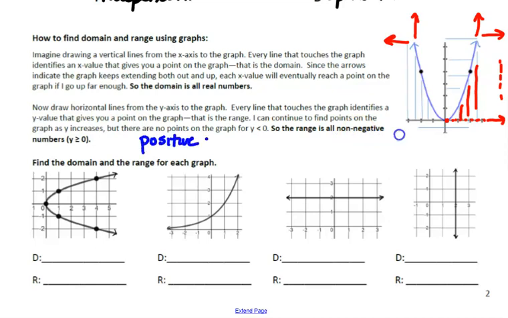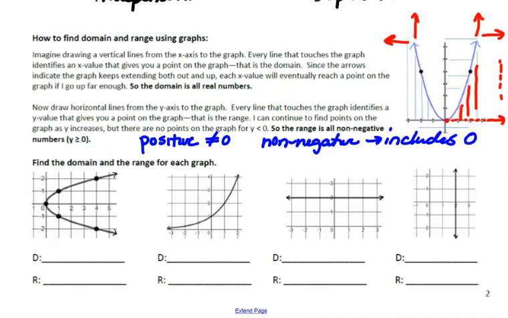Positive means not equal to 0. But when we say non-negative, that includes 0. That's just a little math terminology for you there. However, I would probably just write it as y greater than or equal to 0.